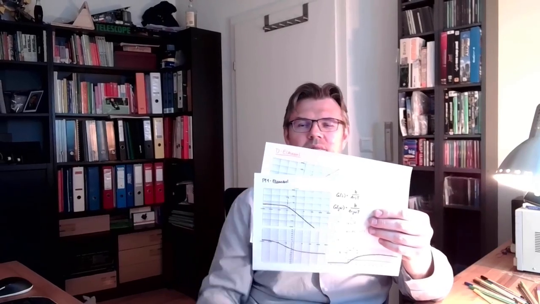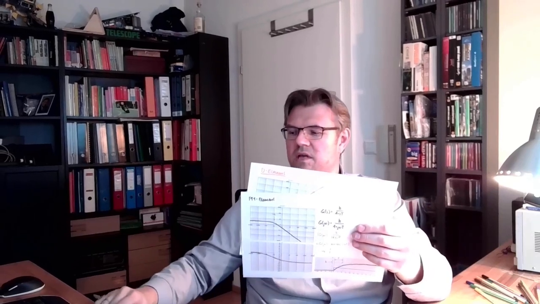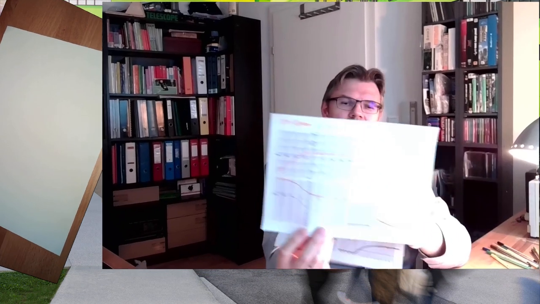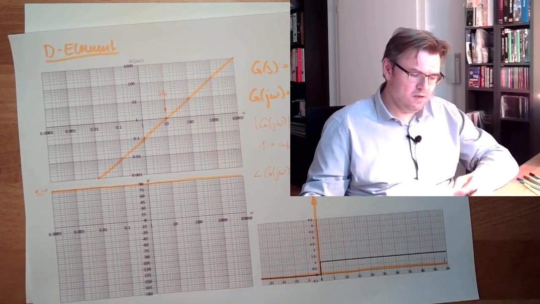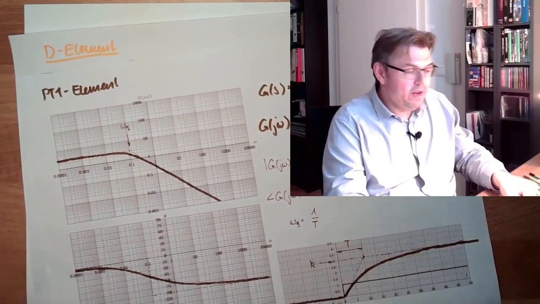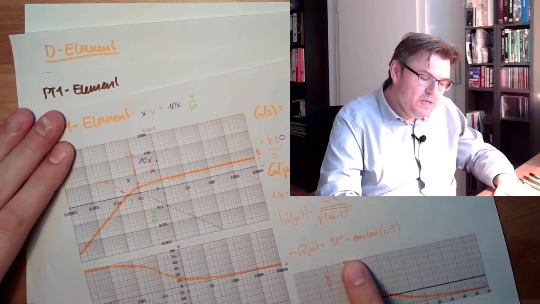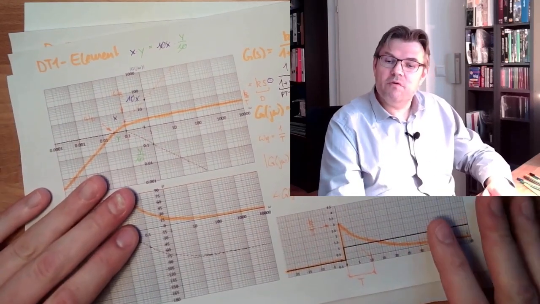The PT1 element. So we used the D element and the PT1 element, and the result was the DT1 element, where this peak was not that severe anymore. Maybe I put it down here. So we had this D element with this peak. We used the PT1 element to produce a DT1 element where this peak was not that severe anymore, like a little bit more real.